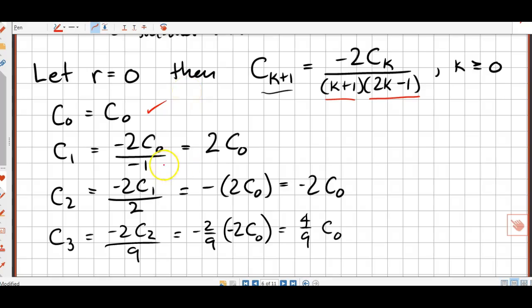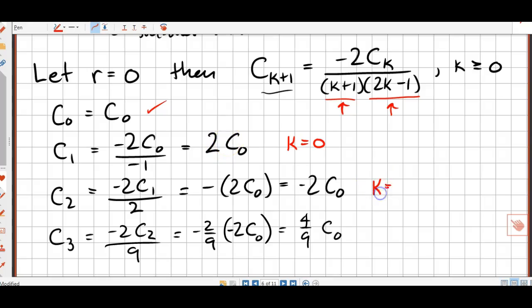And then we've got c sub 1 is going to equal negative 2 times c sub 0 divided by, so I'm letting k equal 0 on this term. So we get 0 plus 1 times the quantity 0 minus 1, and that's going to give me negative 1. And that'll leave me with 2 times the quantity c sub 0.